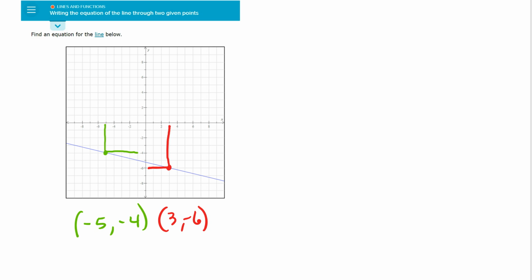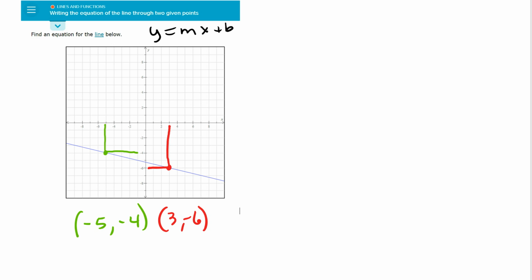It does not specify how they want it, because you can put it in slope-intercept form, point-slope form, or standard form, but most of the time when you're dealing with a linear equation, it's in the form of y equals mx plus b.